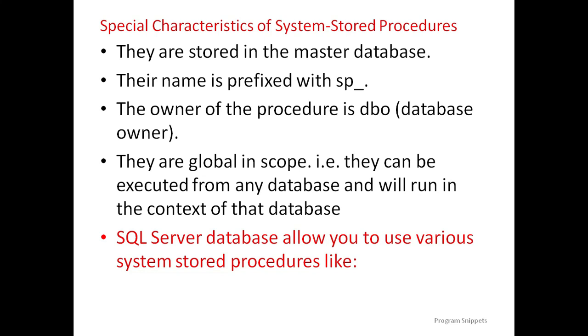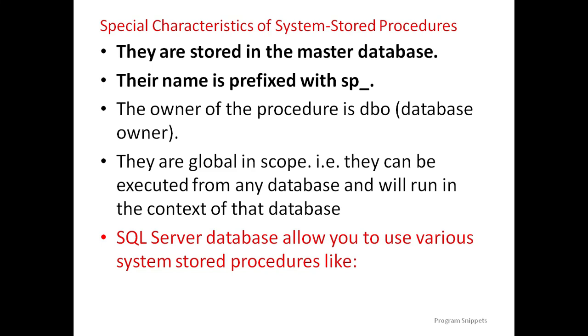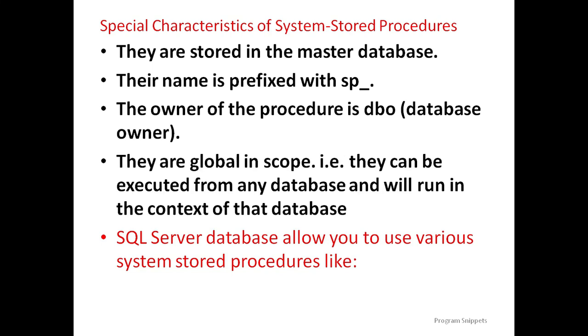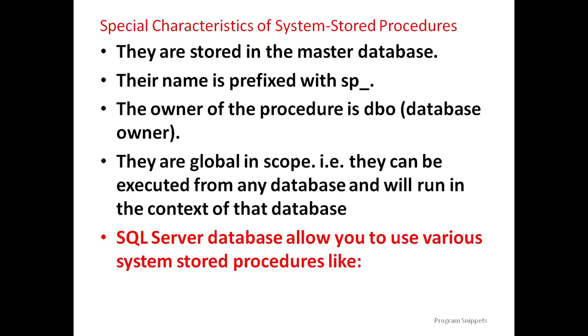Special characteristics of system stored procedures are: they are stored in the master database. Their name is prefixed with sp underscore. The owner of the procedure is the DBO, that is database owner. They are global in scope, that is they can be executed from any database and will run in the context of that database. SQL Server allows various system stored procedures.